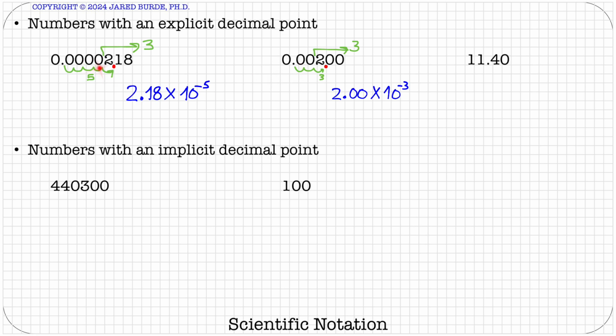Usually we're using scientific notation in numbers like these. These are very small numbers. This is a very small measurement with a lot of placeholders. But any old number can be written in scientific notation. This is still an explicit decimal point. We can still see it right there.